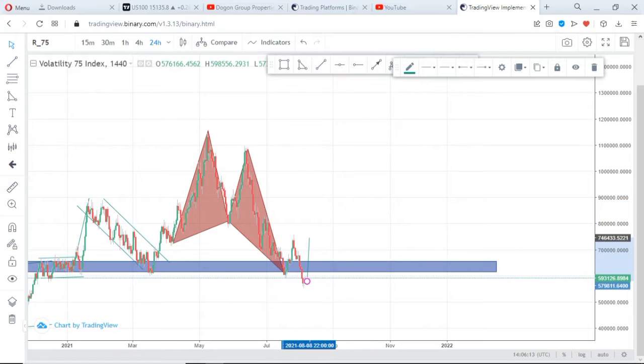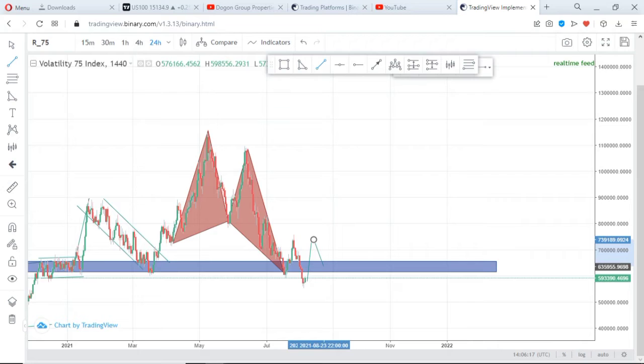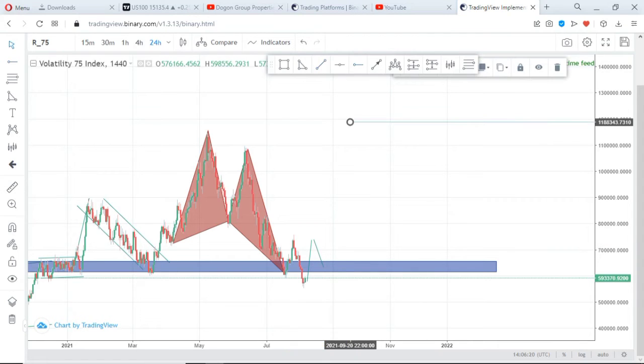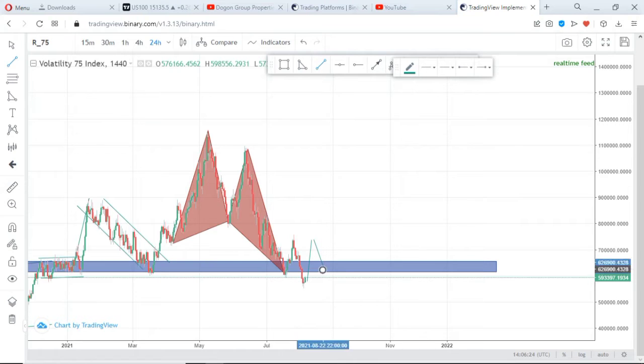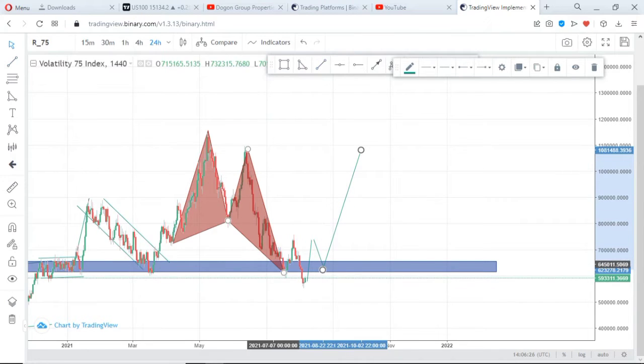Or you can expect what we call an inverted head and shoulders. It can go something like this. Let's take this trend line. You get your left shoulder, you get your head, it comes back, retraces on that zone, then you shoot up. That's where you can get your buy entries.